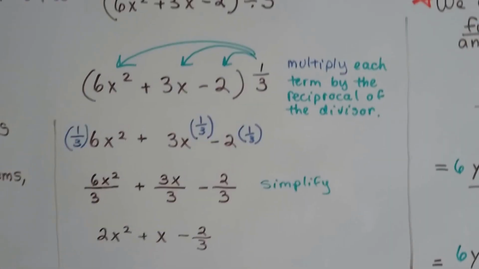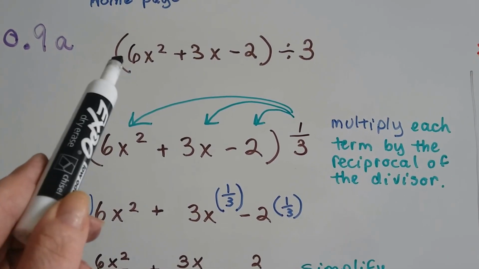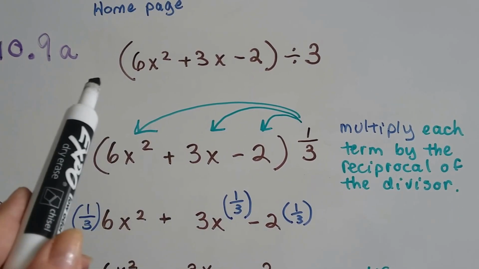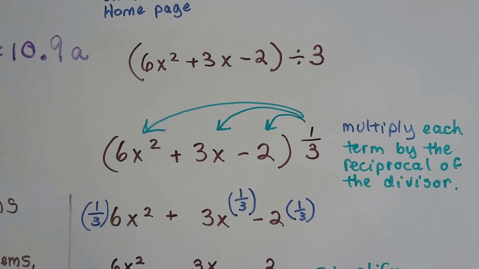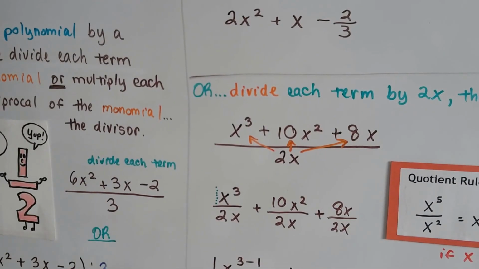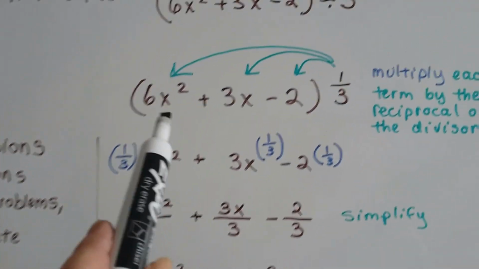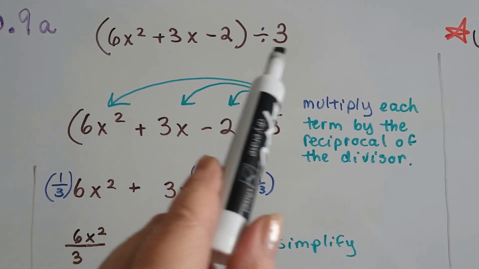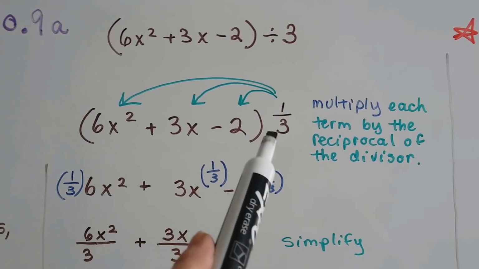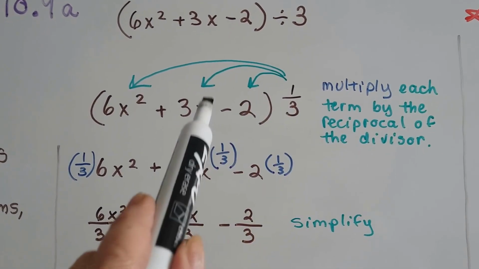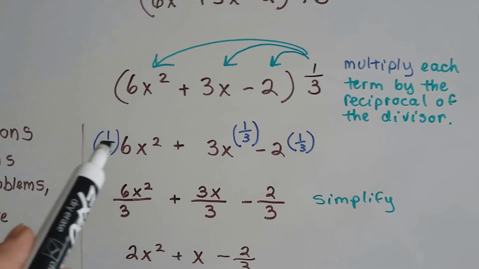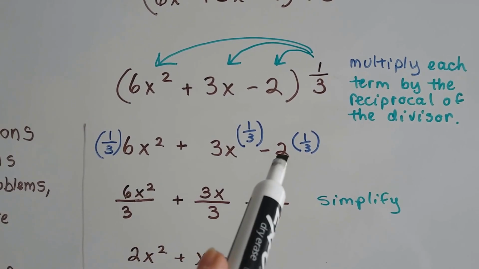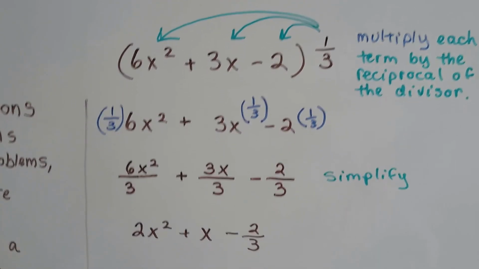So let me show you. Here's our equation. We've got 6x squared plus 3x minus 2 divided by 3. We could have also drawn a fraction line and put the 3 below it, couldn't we have? Sort of like I did right here, see? So we're going to multiply each term by the reciprocal of 3, which is 3 over 1. So we're going to flip it around for the reciprocal and get 1/3. We multiply each term by 1/3. We've got 6x squared times 1/3, and we've got 3x times 1/3, and we've got -2 times 1/3.